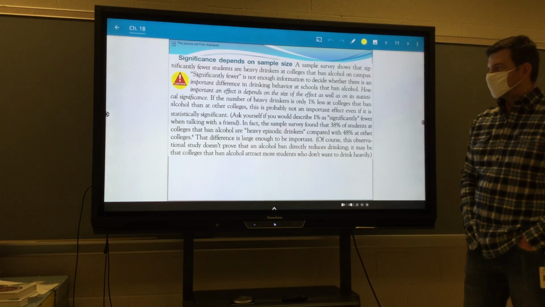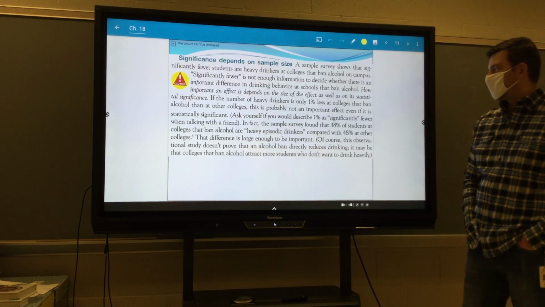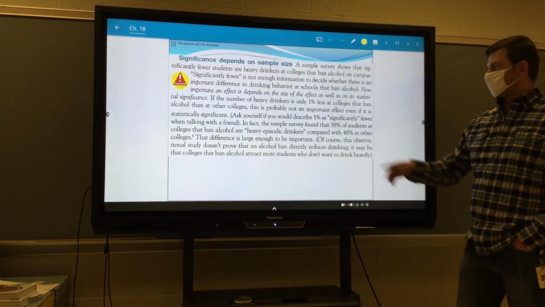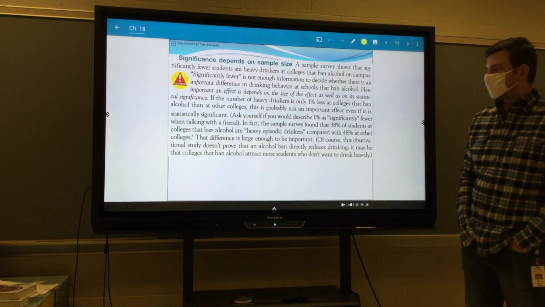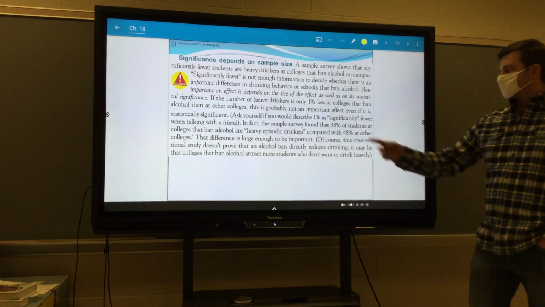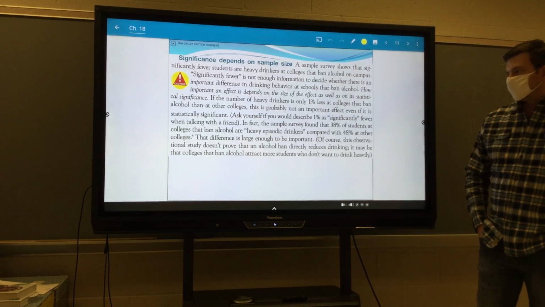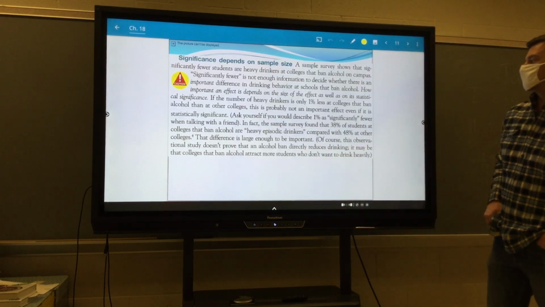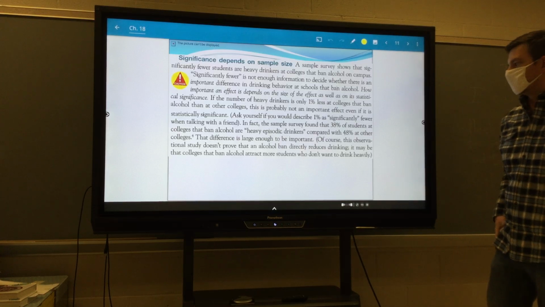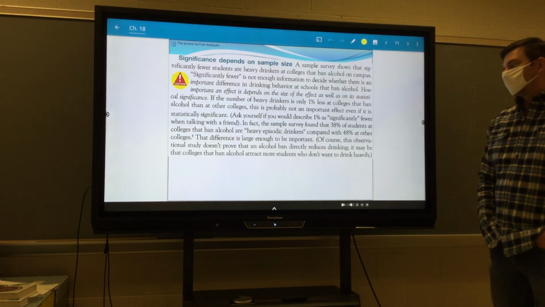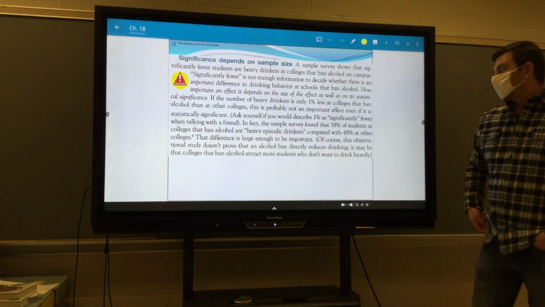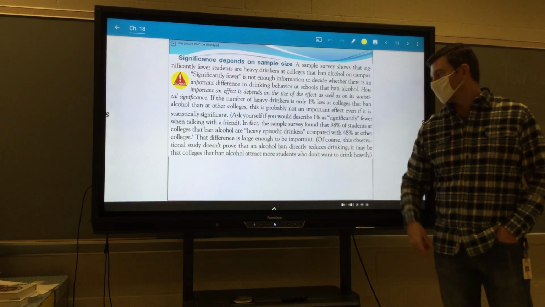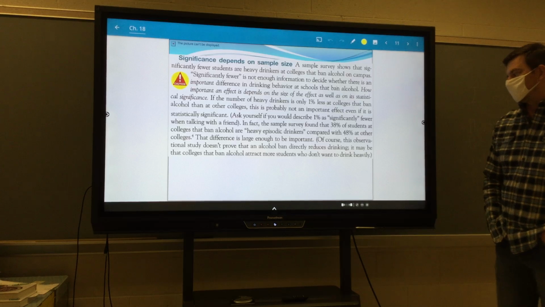How important an effect is depends on the size of the effect as well as its statistical significance. If the number of heavy drinkers is only 1% less at colleges that ban alcohol than at other colleges, this is probably not an important effect, even if it is statistically significant. Okay? And it says in parentheses, ask yourself if you would describe 1% as significantly fewer when talking with a friend. In fact, the sample survey found that 38% of students at colleges that ban alcohol are heavy episodic drinkers, compared with 48% at other colleges.